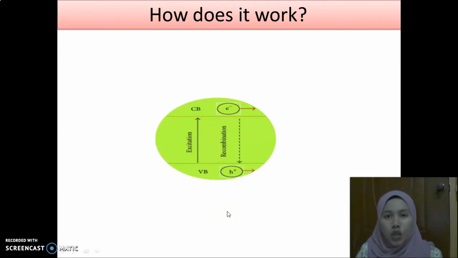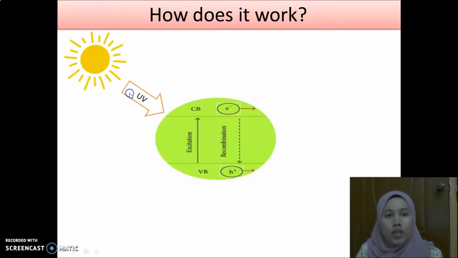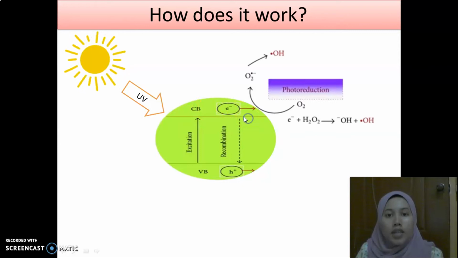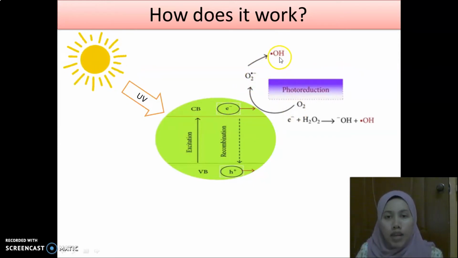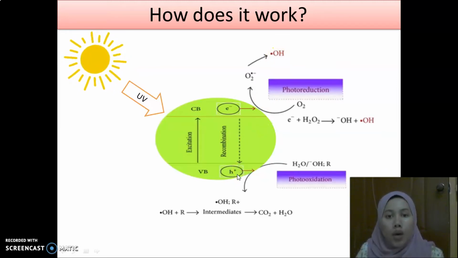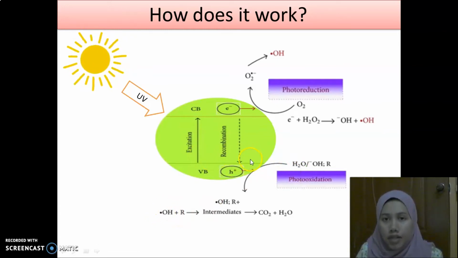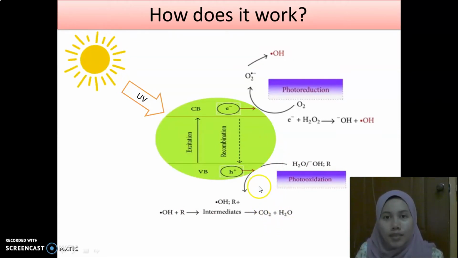How does photocatalysis work? When we excite the semiconductor photocatalyst with photons, an electron from the valence band will be excited to the conduction band. The electron will react with oxygen to produce hydroxyl radical, while the hole will react with water to produce hydroxyl radical. These radicals are very strong and enough to break down the organic material into carbon dioxide and water.